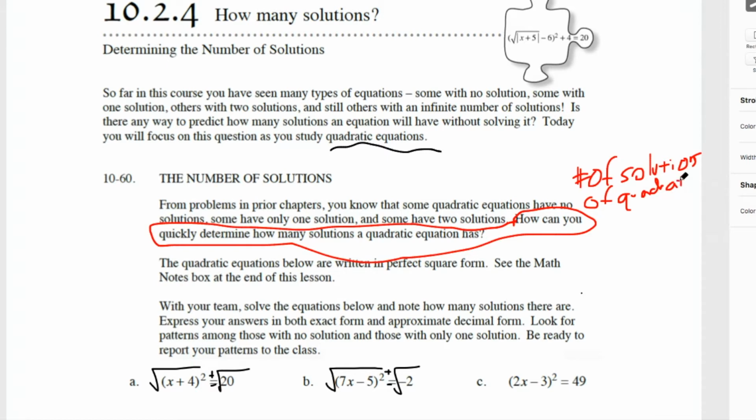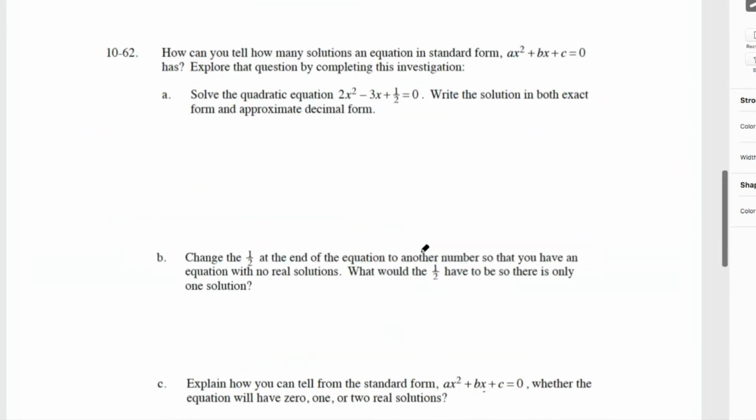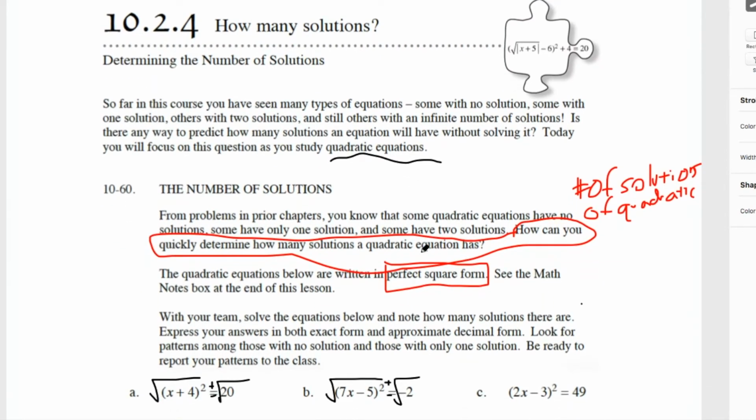In this particular problem, it says the quadratic equations written below are in perfect square form. See math notes at the end of this lesson. Oh, there's no math notes there, but I'll add the math notes on and maybe that will tell you something about perfect square form. Perfect square form was this. I don't know if you remember this at all.